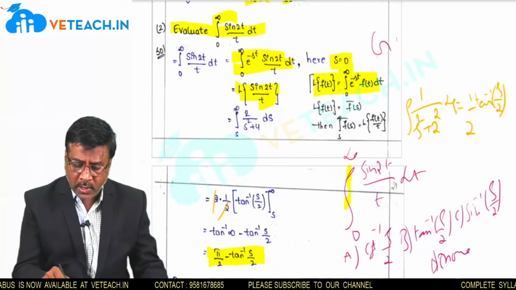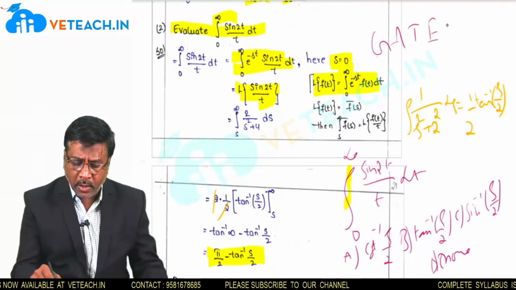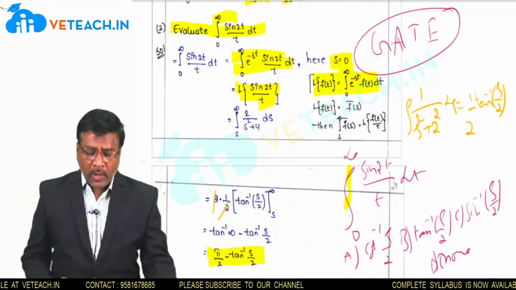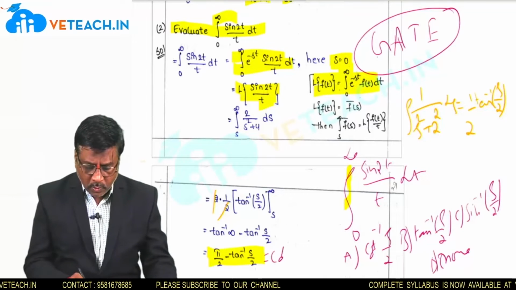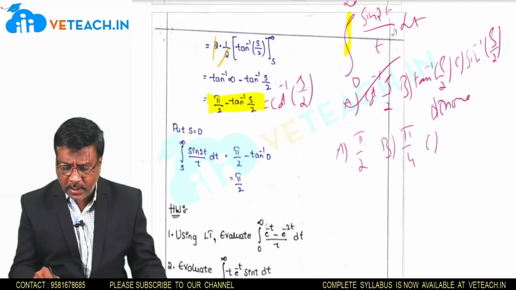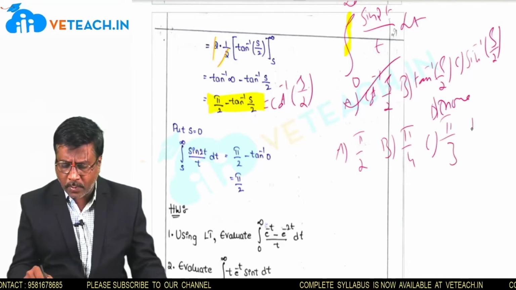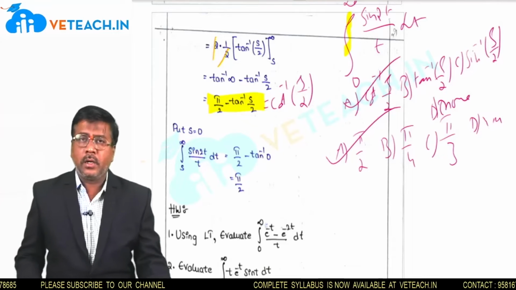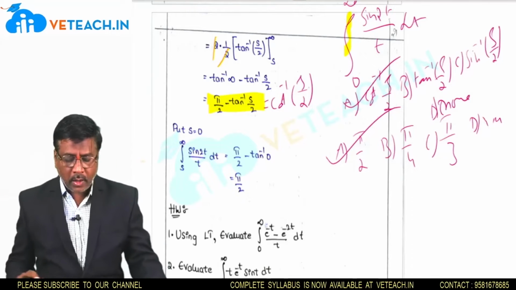Please, all of you understood this. This is a very important GATE technique concept. So just simply, pi by 2 minus tan inverse of s by 2 means, option A is pi by 2, option B is pi by 4, option C is pi by 3, and option D is none of those. Likewise, option A is the correct answer, that is equal to pi by 2. Like that we have to consider.